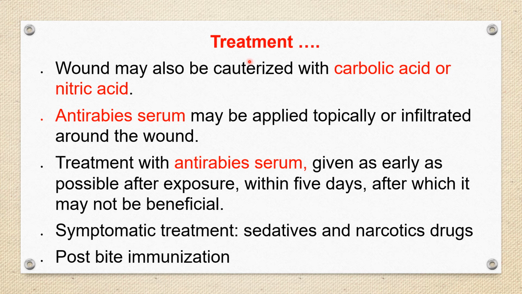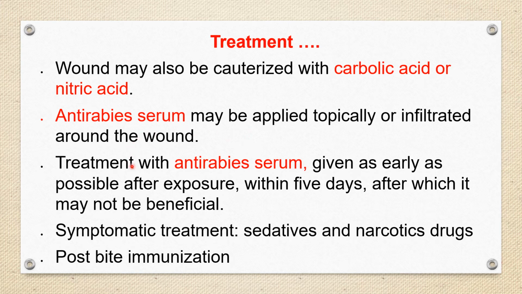We continue here with the treatment. The wound can also be cauterized with cauterizing chemicals such as carbolic acid or nitric acid. Anti-rabies serum, if available, can be applied locally to neutralize or kill the virus, or infiltrated around the wound. This is also an effective treatment.